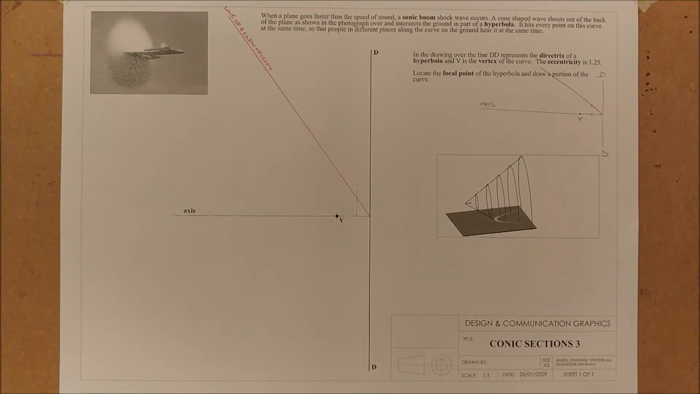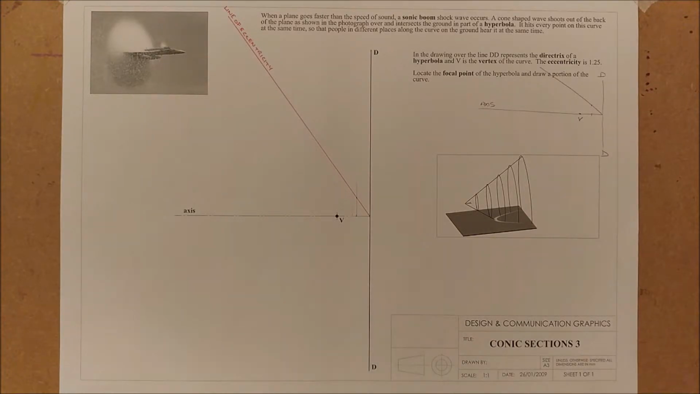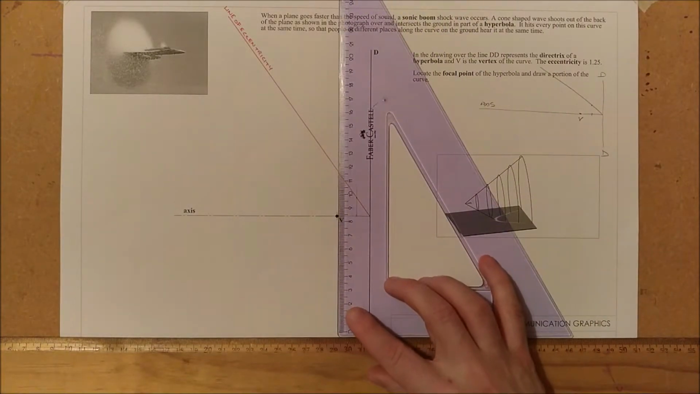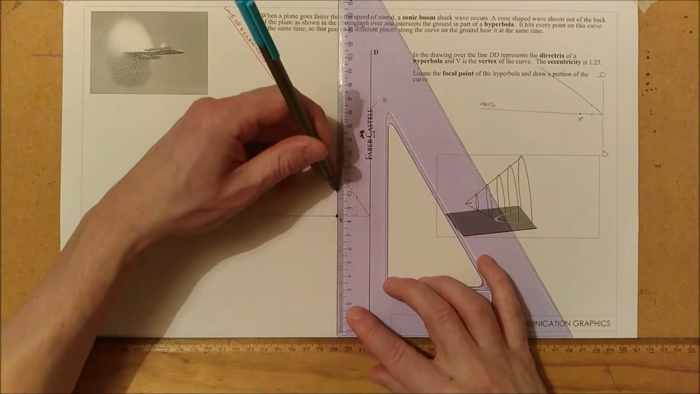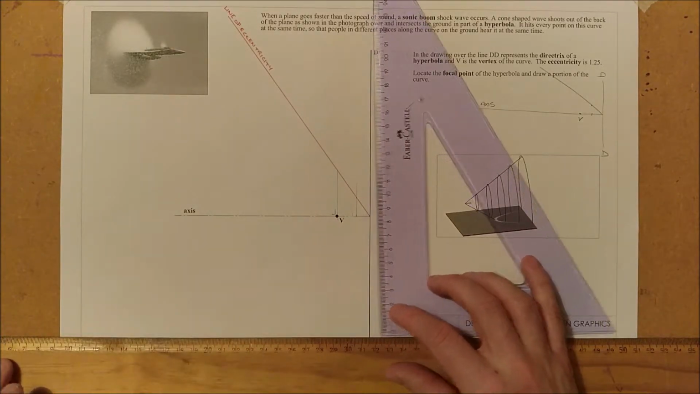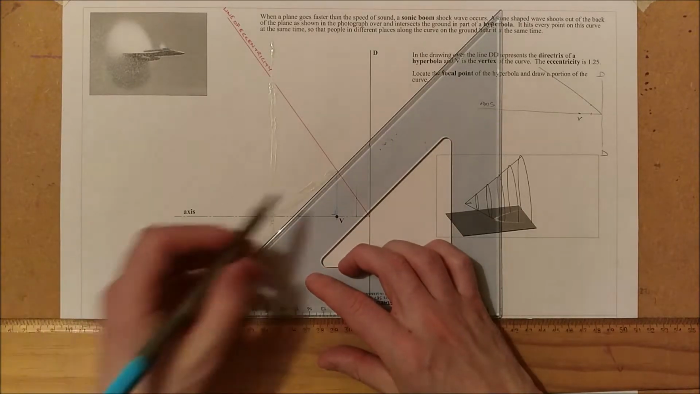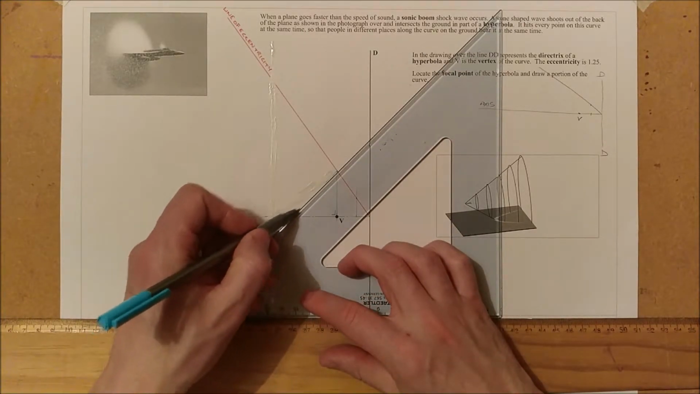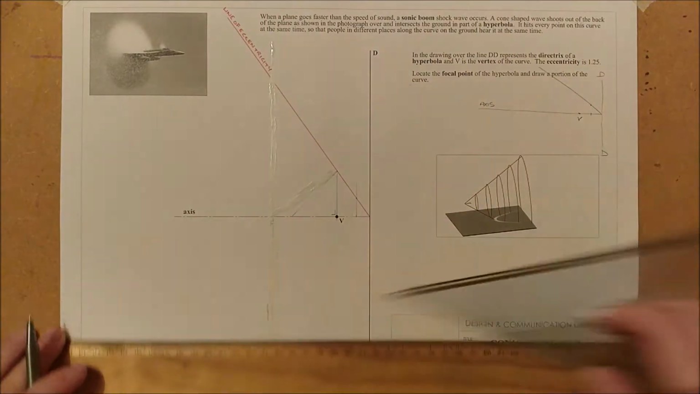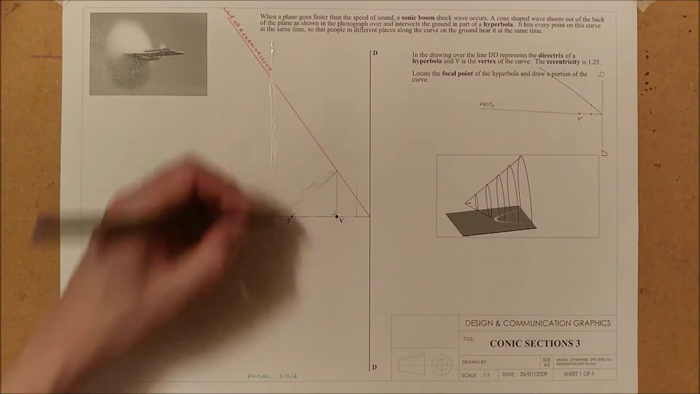That's that bit done. Next thing we want to do is to locate the focal point. In this scenario, we are given the vertex. I have the vertex here. What we do in this case with the vertex, we draw a line up perpendicular to our axis. So that must be perpendicular there. You come down from where that point hits your line of eccentricity, at 45 degrees to your axis, and where this line then hits your axis, that's going to give you your focal point. That there is your focal point.